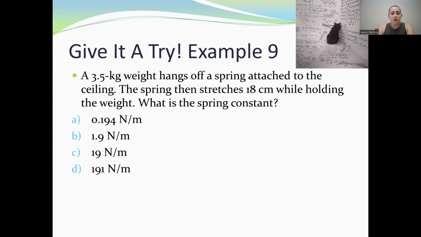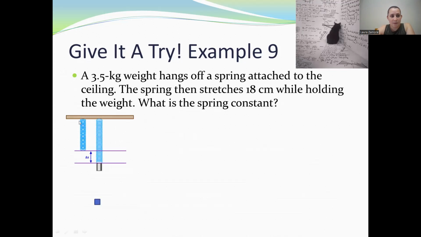Okay, so let's think through Hooke's law here. We have a 3.5 kilogram weight hanging off a spring that's attached to the ceiling. The spring stretches 18 centimeters while it's holding the weight. What is the spring constant of this spring? For the sake of time, we're just going to go through this together.